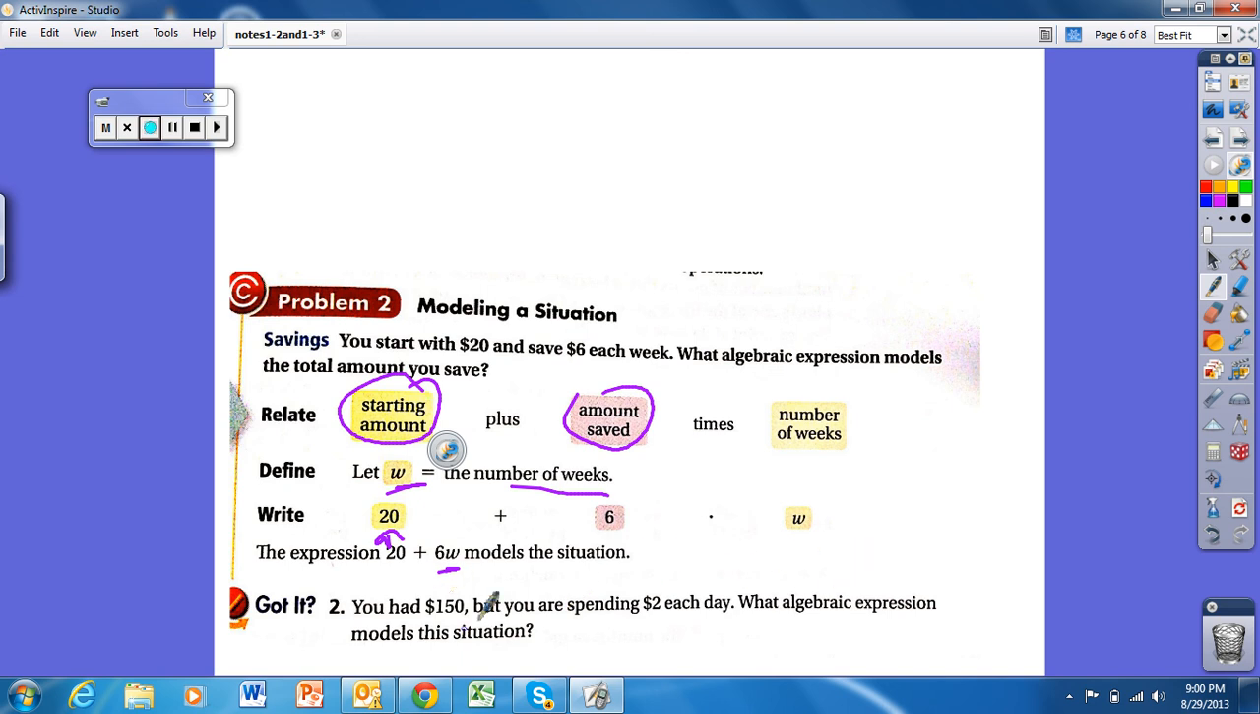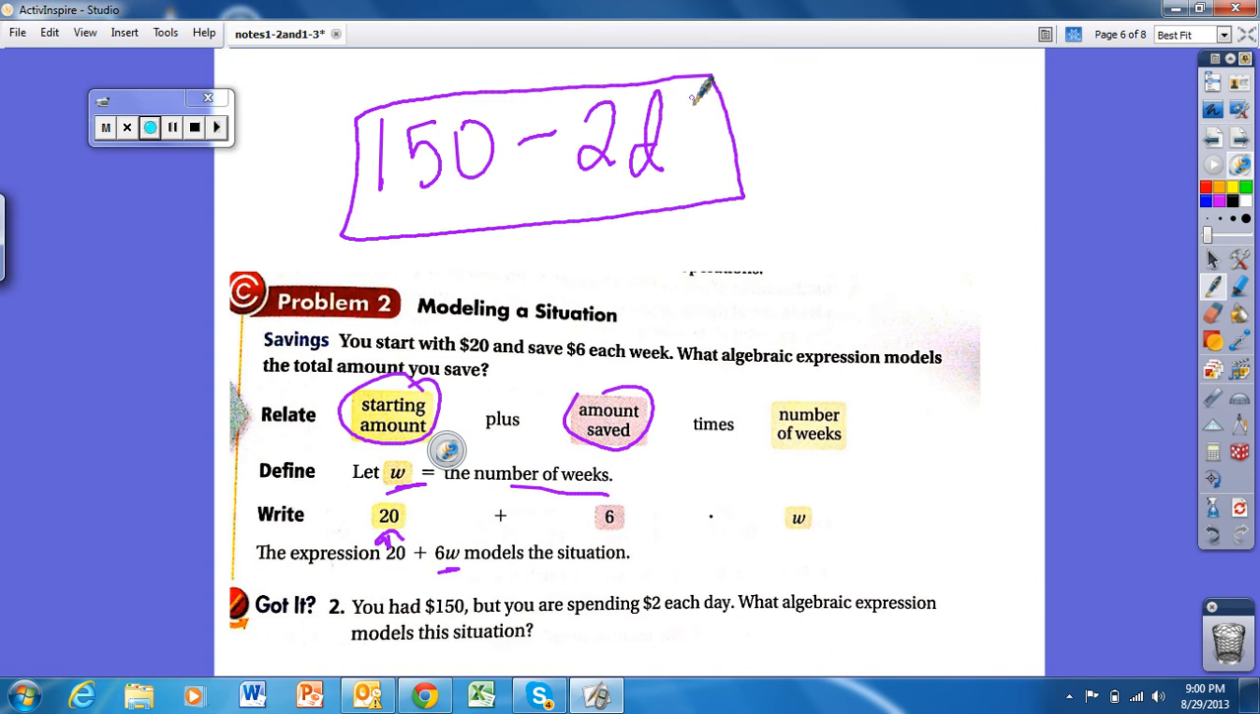So your starting amount is 150 plus your amount saved, but you're not saving anything here, you're spending it. So that's going to be minus 2 times the number of days. There's your expression. Now notice we're calling this an expression and not an equation. The reason for that is because there is no equal sign here. There's nothing to solve for. I'm simply modeling the situation with an expression.